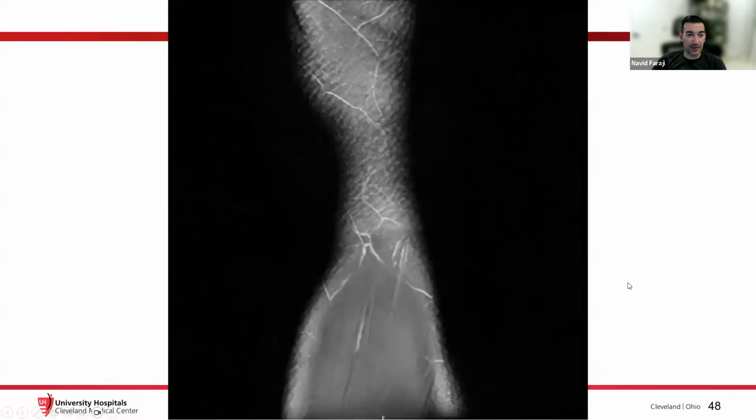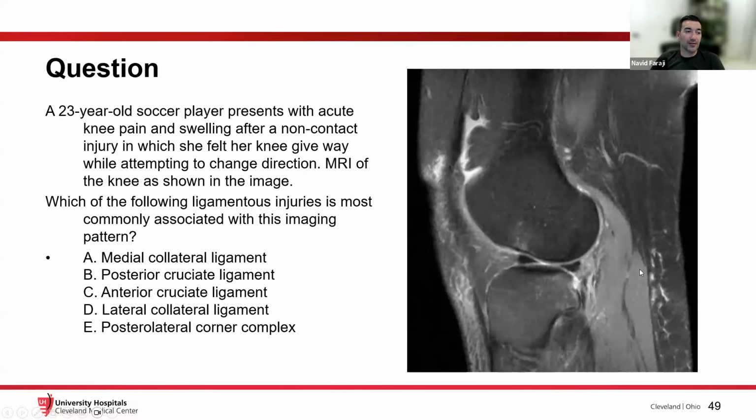Let's see what else we got. Okay, here's your next question. 23-year-old soccer player, acute knee pain, swelling after non-contact injury. Here's the MR that's shown. Which of the following ligamentous injuries is most commonly associated with this imaging pattern? MCL, PCL, ACL, LCL, or posterolateral corner?